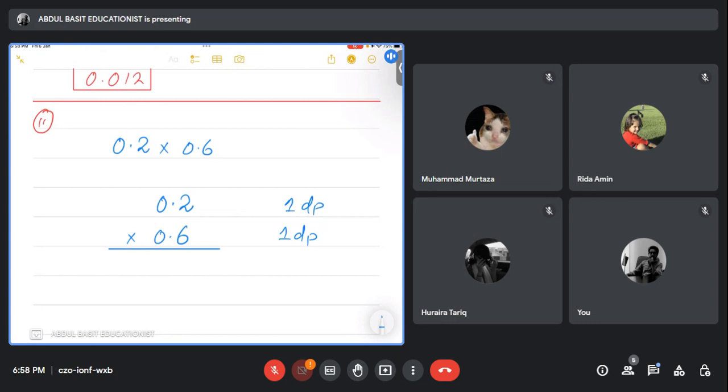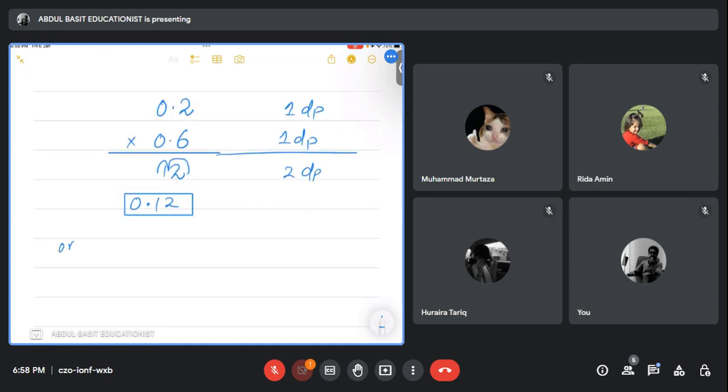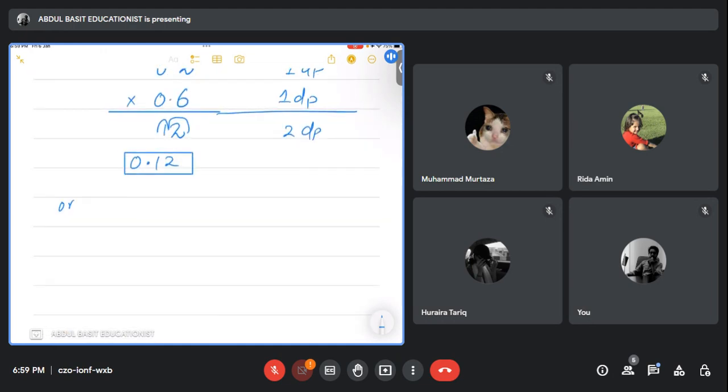Now forget about the point. 6 times 2 is 12. Now it says that 1 plus 1 is what? It is 2 decimal places now. So where should I write a point? So it is 0.12.